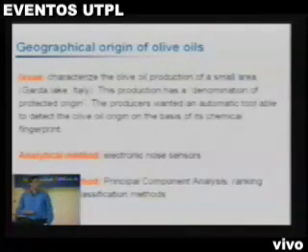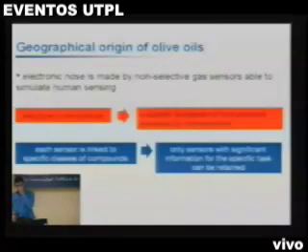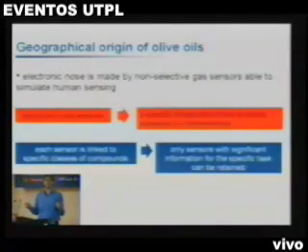Here the analytical method was the electronic nose, and the statistical methods were principal component analysis, ranking methods, and classification methods. Now, what is the electronic nose? It's an analytical method that simulates the human nose. So, an electronic nose gives us a chemical fingerprint, a chemical profile that describes the samples.